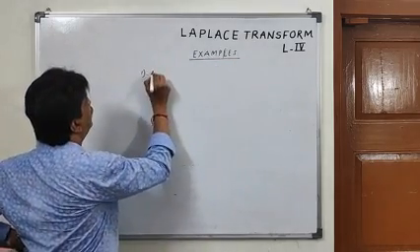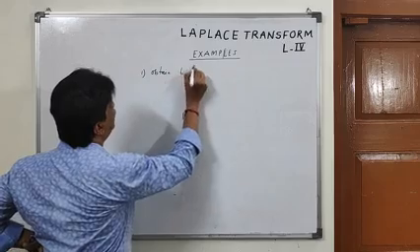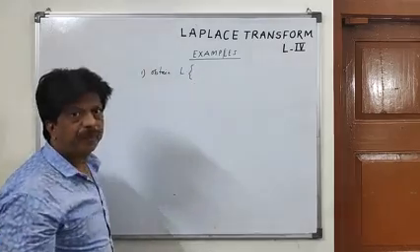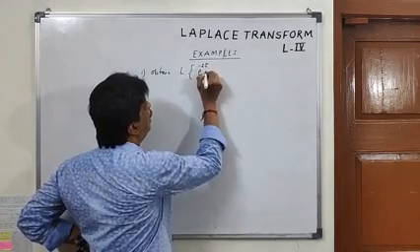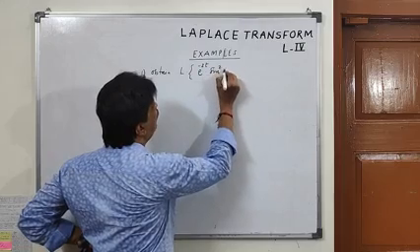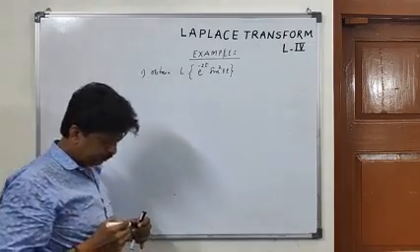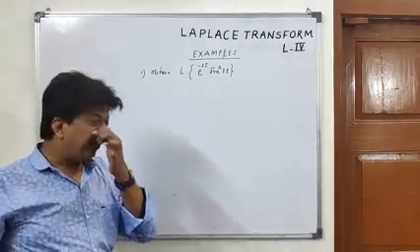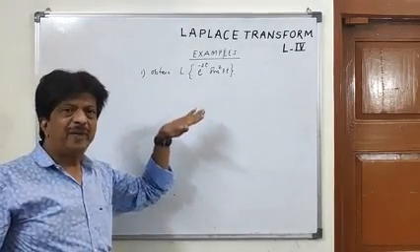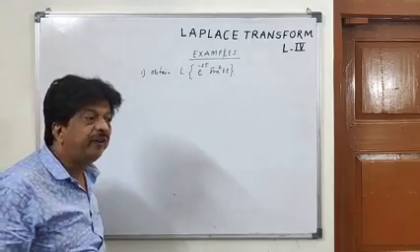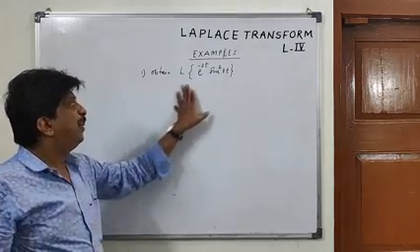Obtain the Laplace transform of e raised to power minus 2t into sine square of 3t. Whenever a function is multiplied by an exponential, we always use the first shift property. So here, making use of first shift.